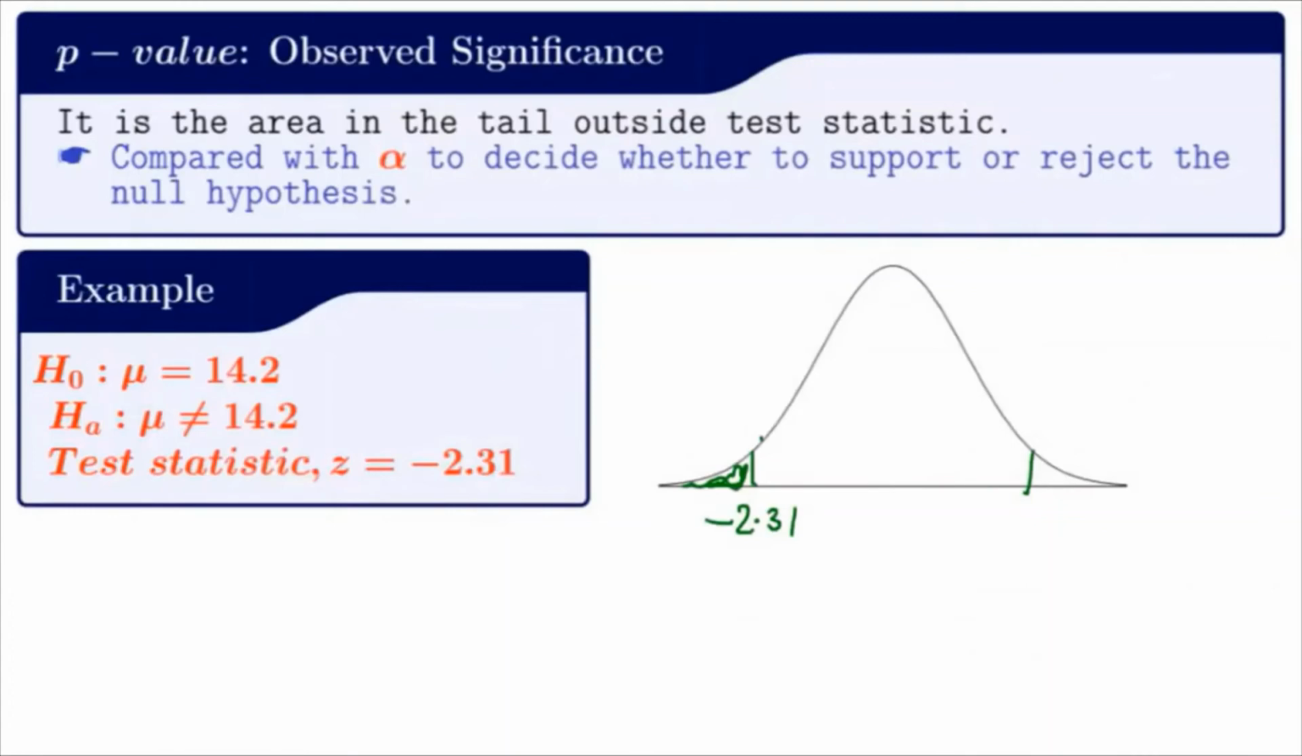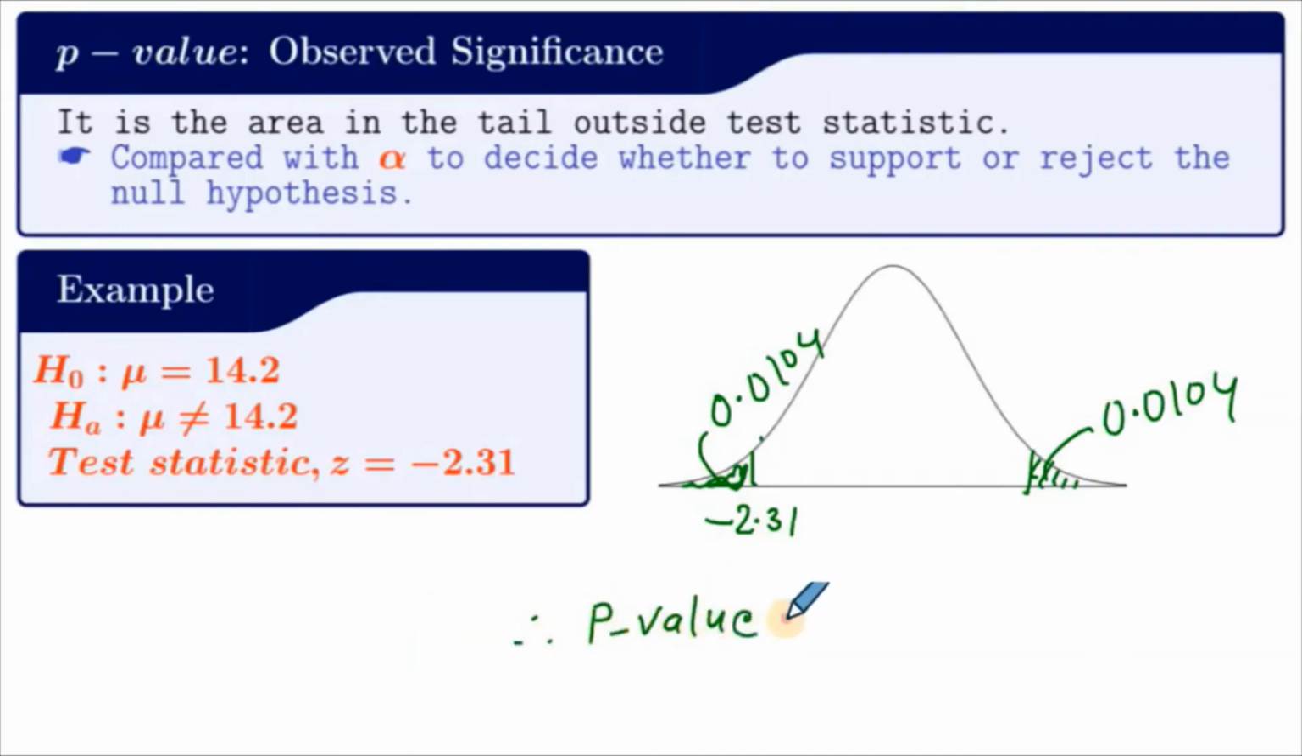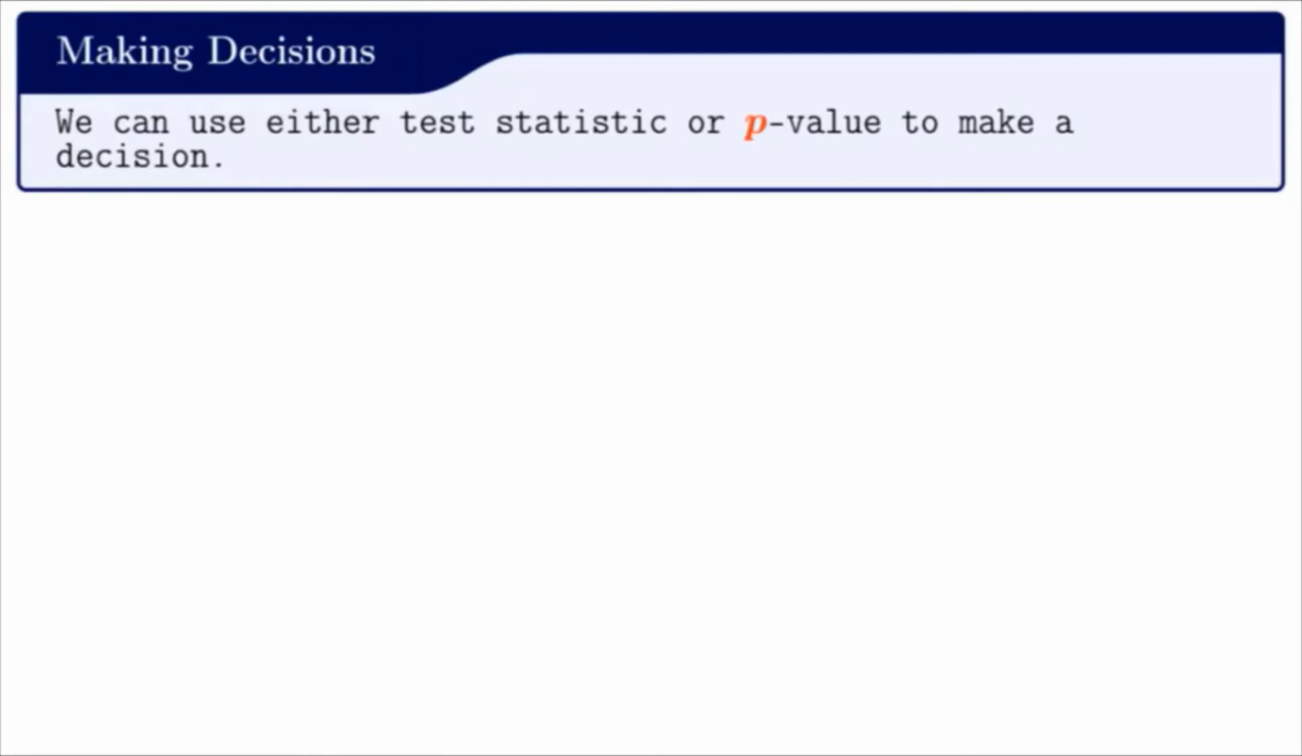So basically this area is 0.0104, and similarly this area is also 0.0104. So p-value is 2 times 0.0104, which gives us 0.0208. Therefore, p-value equals 0.0208. Now let's talk about the conclusion of hypothesis testing.